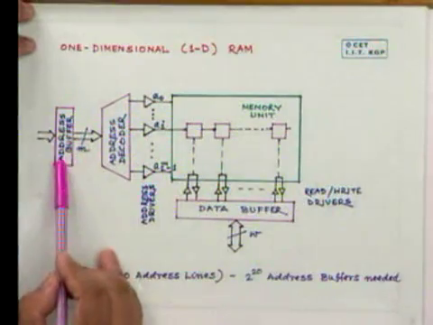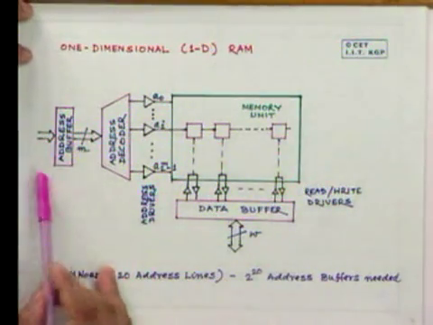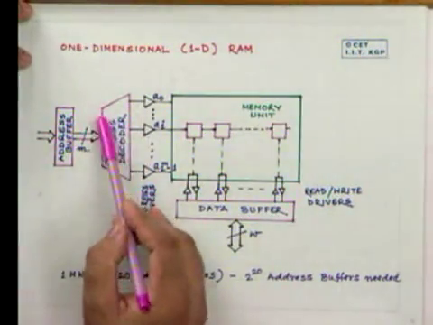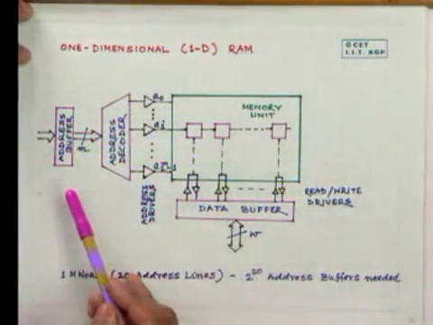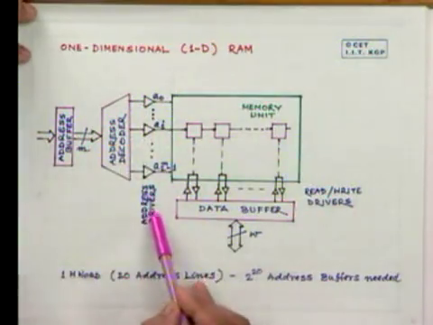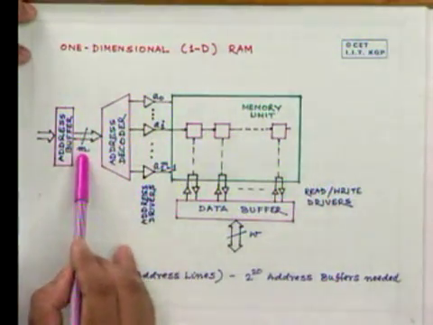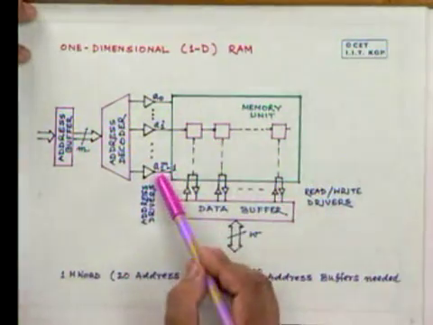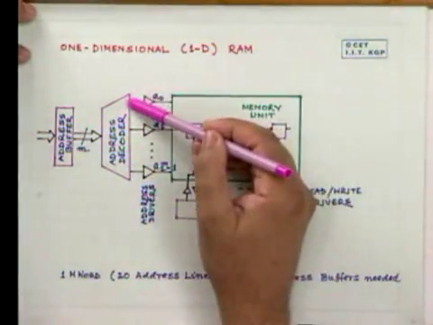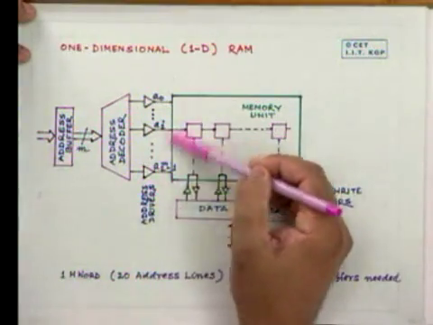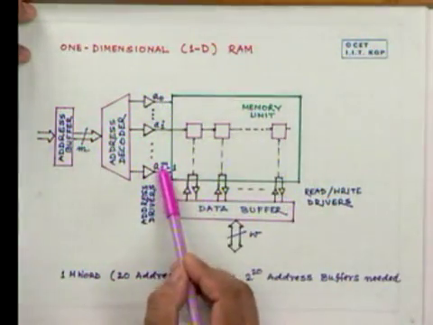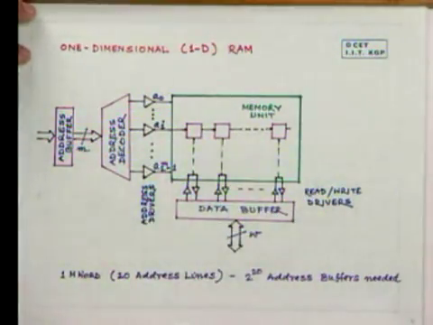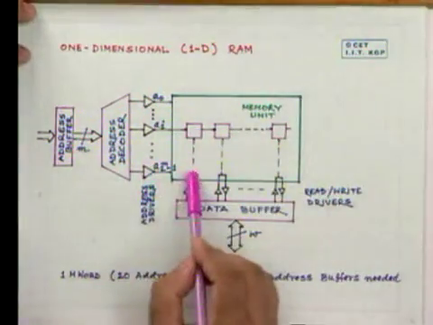There is an address buffer where the address comes. Let us assume that it's an M-bit address. There is an address decoder, and if there are M lines in the address, there should be 2 to the power M outputs of the decoder, from A0 to A(2^M minus 1). For example, if M is 4, there should be 16 lines. These are drivers which drive it.